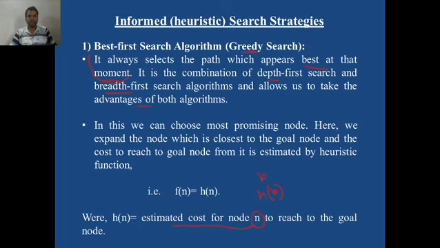It is the combination of depth first search and breadth first search, and that's why it allows us to take the advantage of both the algorithms. In this algorithm, we use an evaluation function which is equal to the heuristic cost. What exactly is the heuristic cost or heuristic function? It is the estimated cost for node n to reach the goal node.